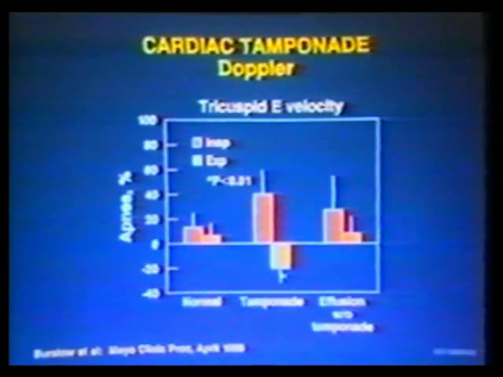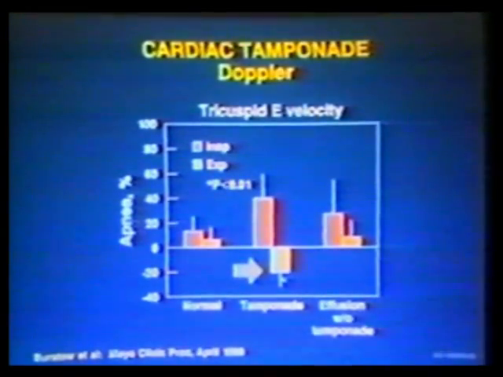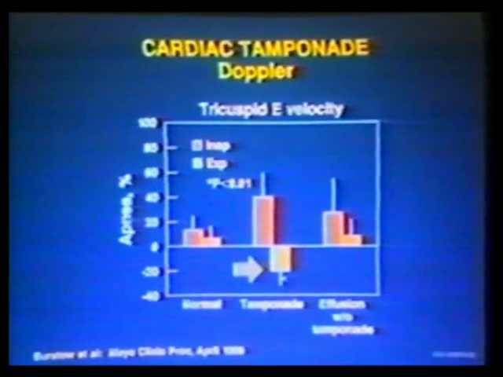While not as dramatic, the reciprocal respiratory changes in tricuspid E velocity still separate the patients with tamponade from those without tamponade. Most impressive is the decreased E velocity with the first beat of expiration.